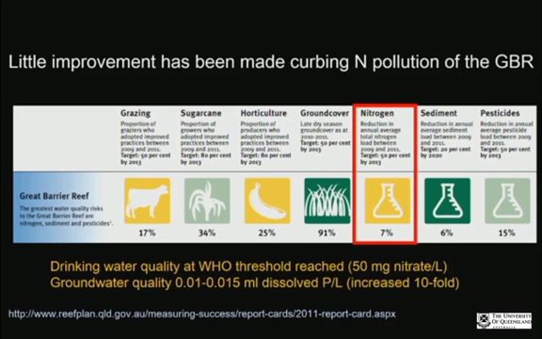And that has many other implications. So the WHO drinking water quality guideline is 50 milligrams nitrate per liter. We have quite a lot of bores in Queensland where this is reached. That's a high level of nitrate. And the same with groundwater quality in natural ecosystems. It's a very high level of phosphorus, increased by about an order of magnitude, similar to the actual waters in the Great Barrier Reef.